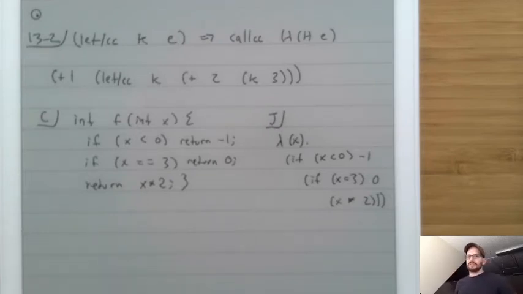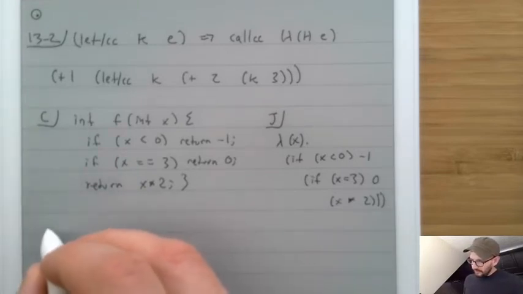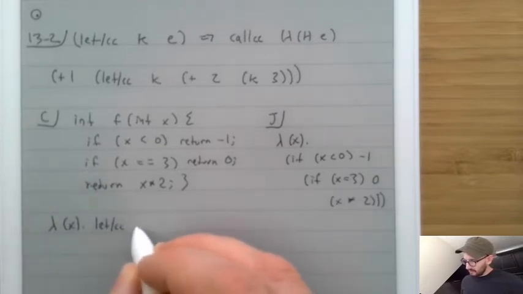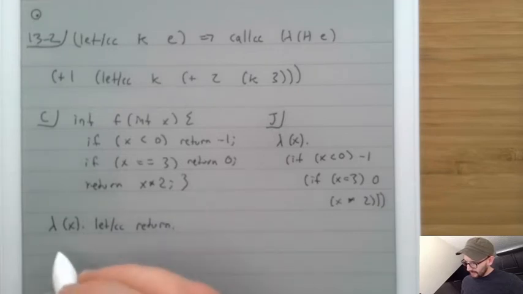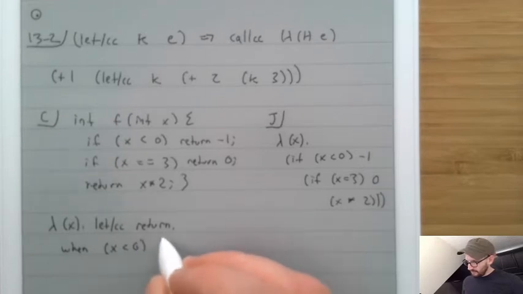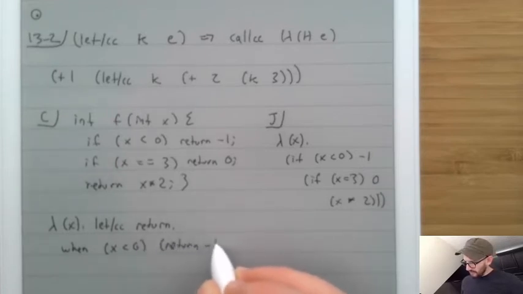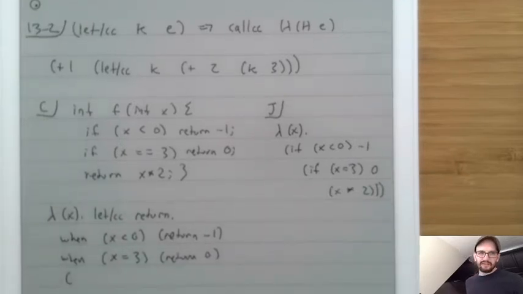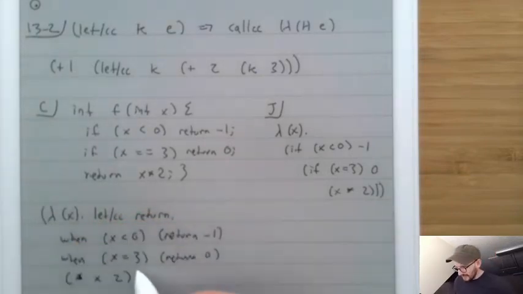Well, returns allow us to do that, and we can put that inside of our language in the following way. So we could write the following. We could write lambda x let CC return, and then we could write when x is less than 0, return -1, when x is equal to 3, return 0, and then otherwise just multiply x by 2. And now that is a valid program.